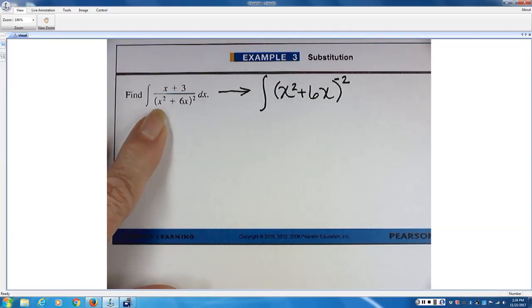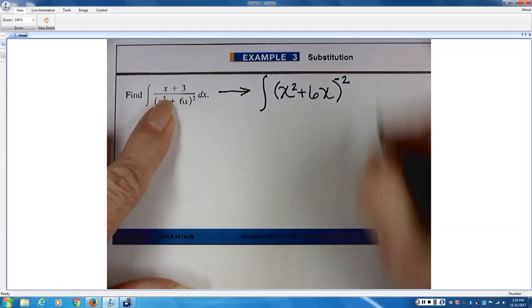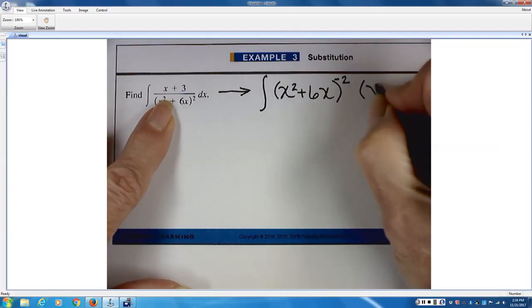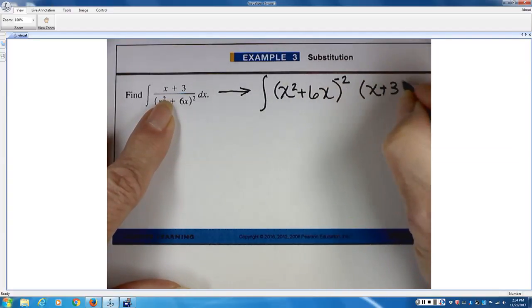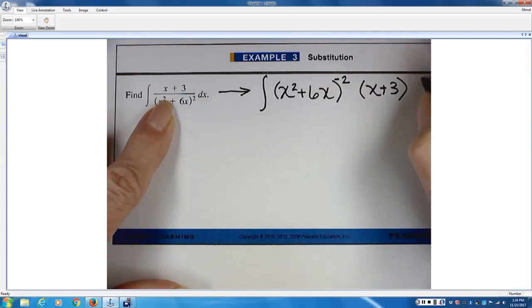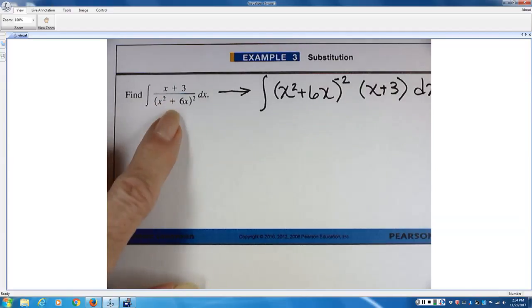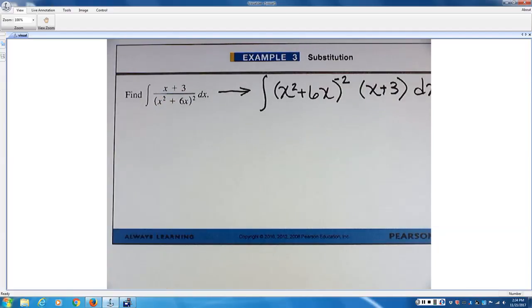That way I don't have to deal with rational expressions. And then I'm going to keep the x plus 3 up there also because apparently I'm going to need that. And then I'm going to leave the dx. So all I did was split that rational up into the product of something with a negative power times the numerator.